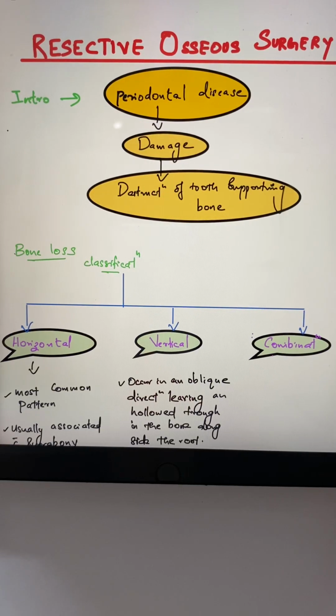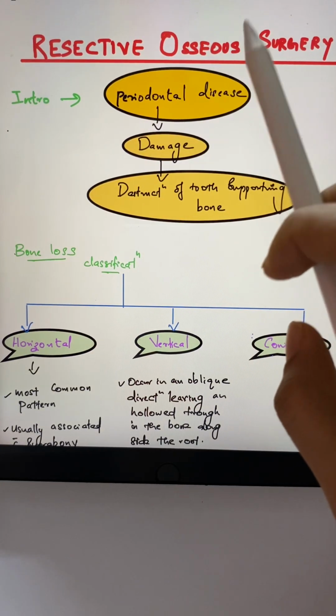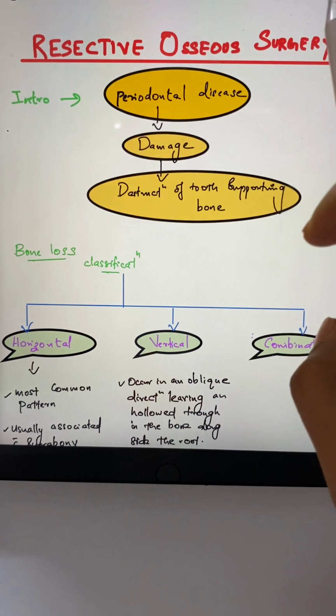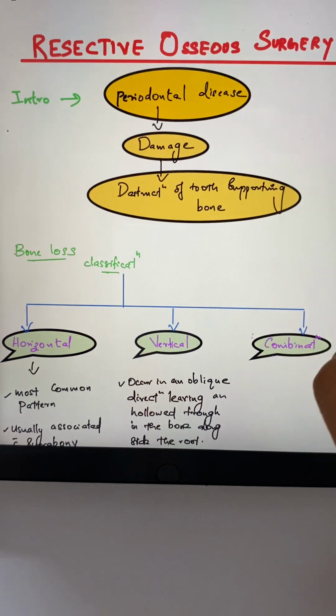Hi viewers, today let's talk about resective osseous surgery. Osseous means something related to bone, resective means cutting. So here the surgery is related to cutting the bone, whereas additive osseous surgery is also there.